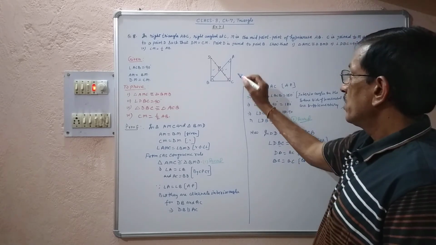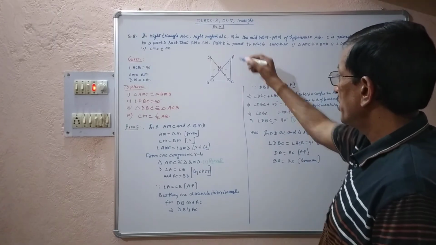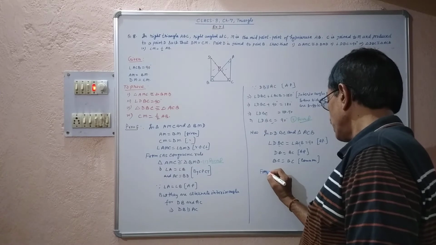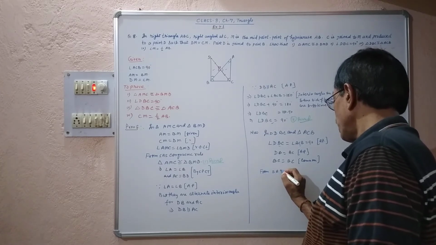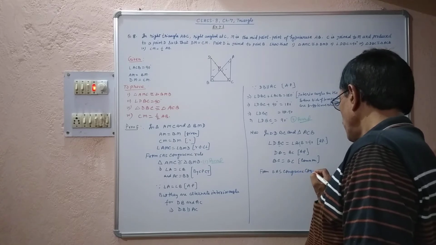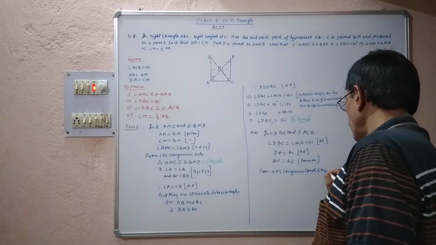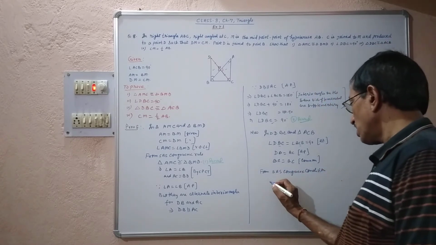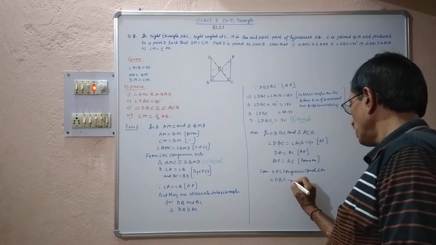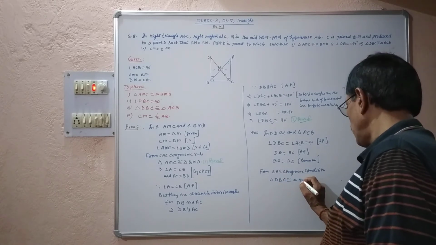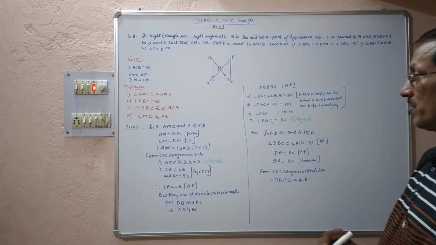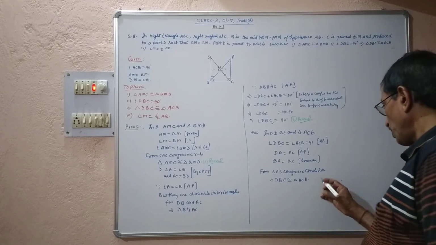So two sides and included angle, AC and BC, included angle C. That means from SAS congruency condition, or rule, you can say anything, triangle DBC congruent to triangle ACB. It is proved and this third is proved.